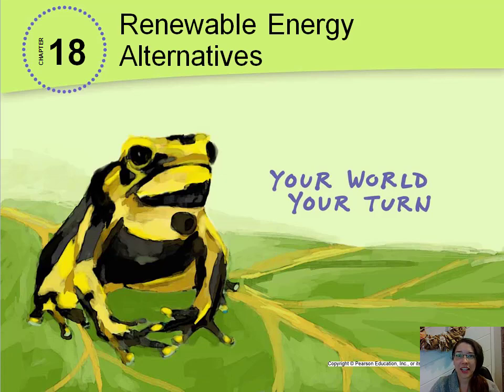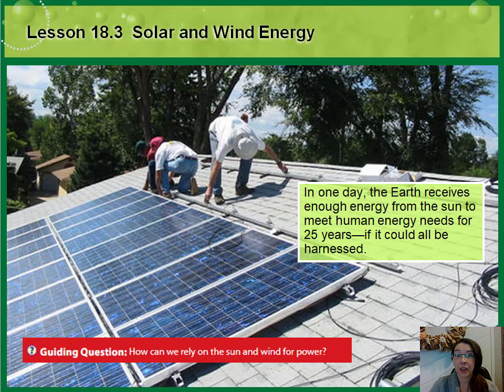Hello everyone, and we are back with chapter 18, and we are finishing up with solar energy, wind energy, and how hydrogen can be used for energy. And these are all examples of renewable energy alternatives. So of course that's going to take us all week to get through.